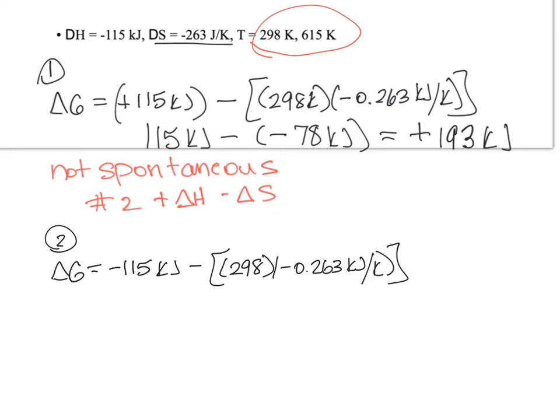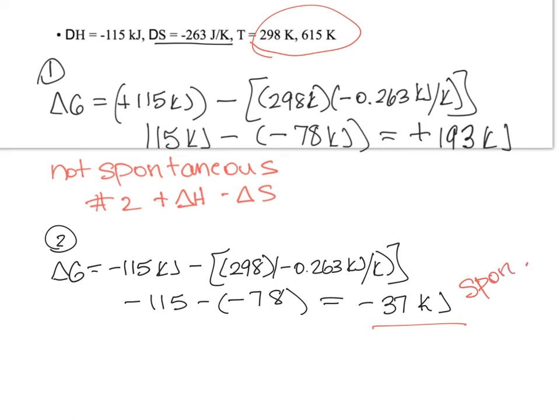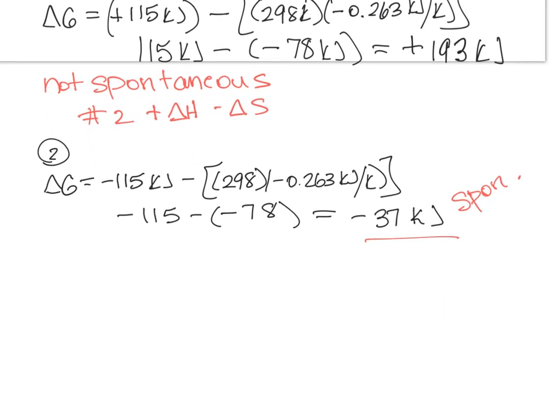All right, so let's do that first. 298 times 0.263 equals, and that's the same as we got above, negative 78. So we have negative 115 minus a negative 78. And we get negative 37 kilojoules. Right, so this is spontaneous.